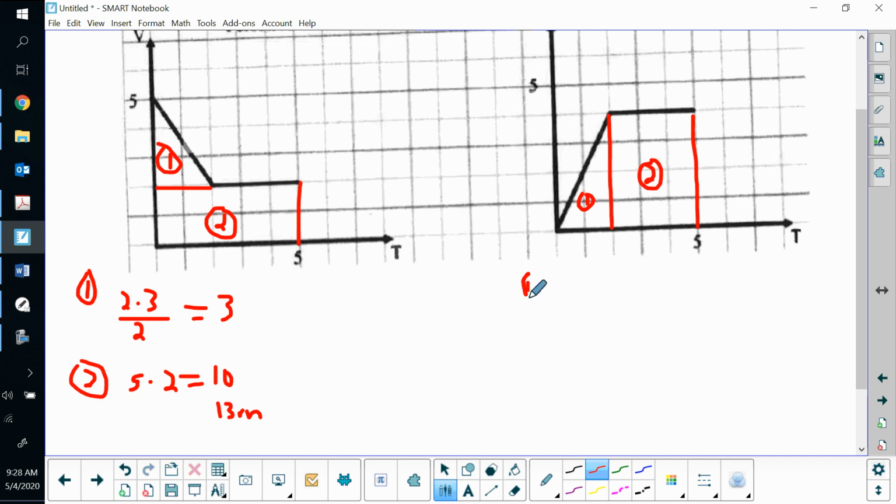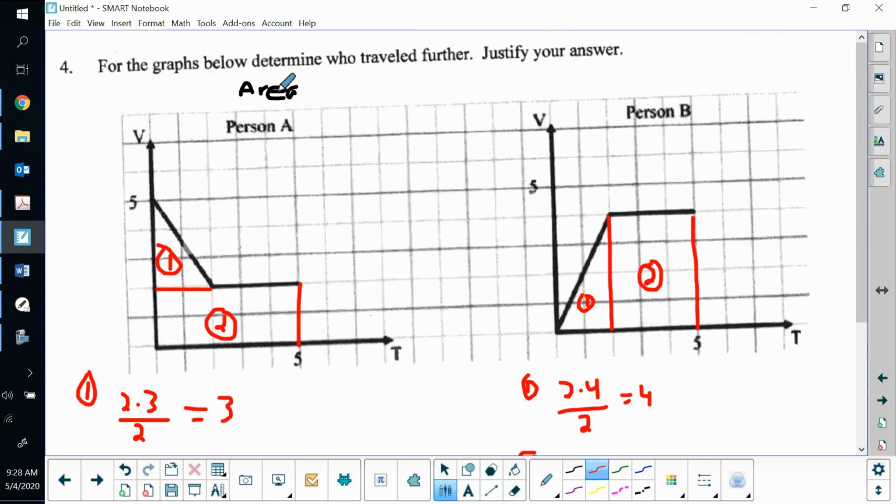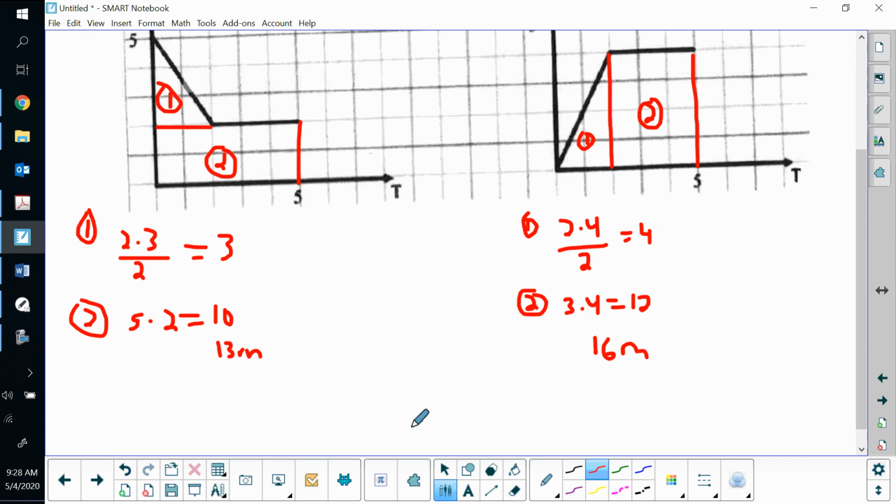So in shape number 1 we have a triangle. So we have 2 times 4 divided by 2. So that would be 4. And then for shape 2, the rectangle, we've got 3 times 4, which would be 12. So together, we have 16 meters. And just make sure you answer the question, who traveled further? So for us, we would say person B.